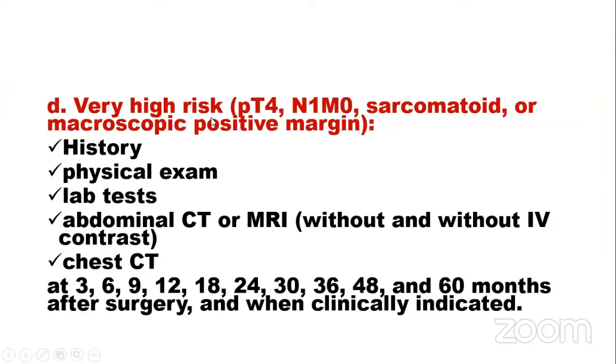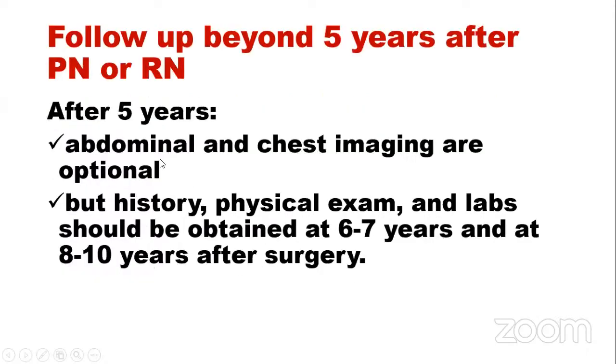So a very high risk, that's pT4, N1, M0, or sarcomatoid type, or macroscopic positive margin. If this is present in your patient, you must do history, examination, lab test, abdominal CT or MRI, chest CT, as with high risk. The very high risk also will do chest CT, but here we will start at 3 months rather than 6 months as in the high risk. Here we will do it at 3, 6, 9, 12, 18, 24, 30, 36, 48, and 60 months after surgery or when clinically indicated. This is for very high risk.